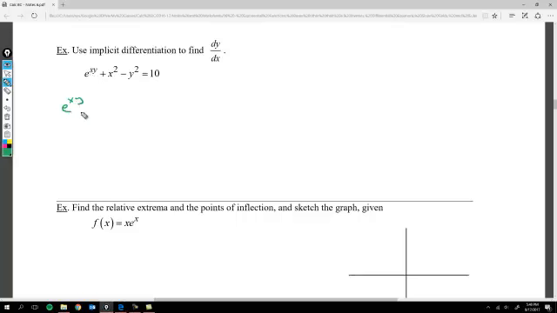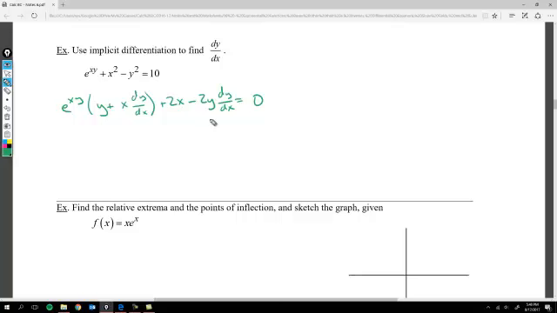Okay, so remember, you're always going to rewrite it. Now I take the derivative of my exponent. So the derivative of xy is y plus x dy dx. Okay, so we had to do product rule there. Plus 2x minus 2y dy dx. And that's equal to 0.